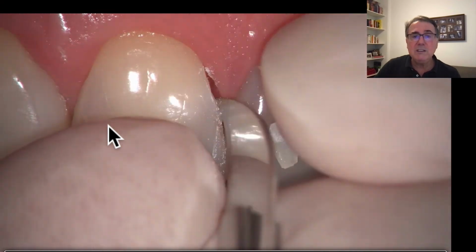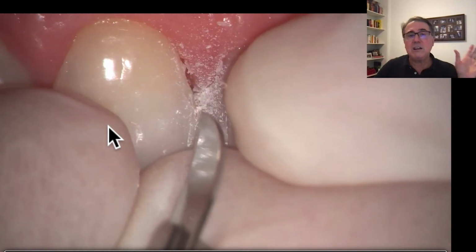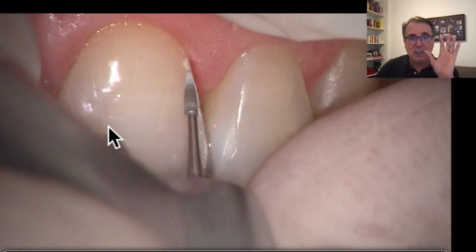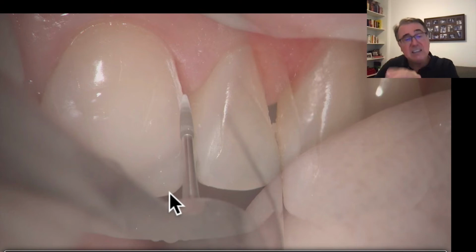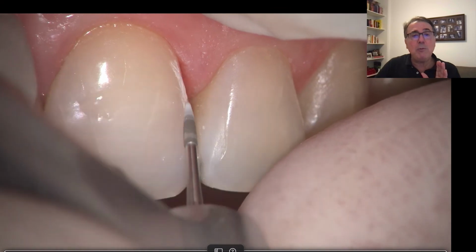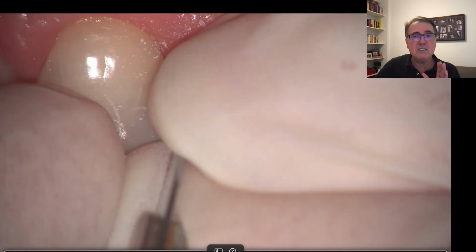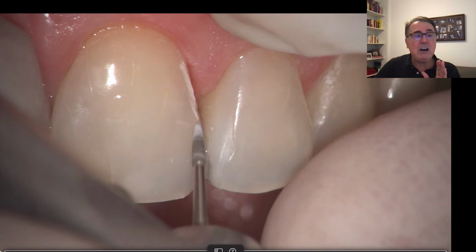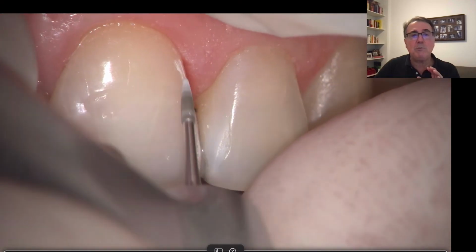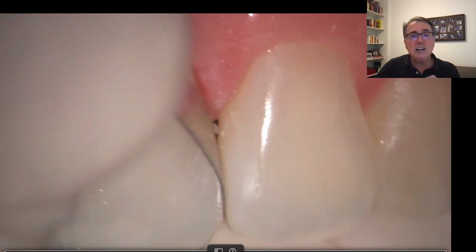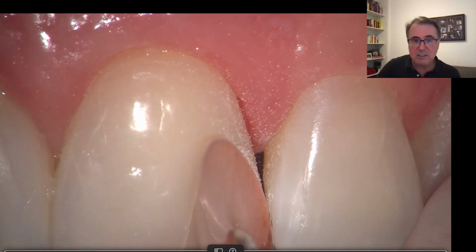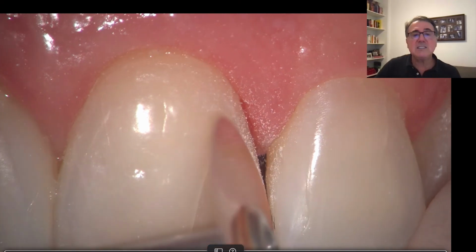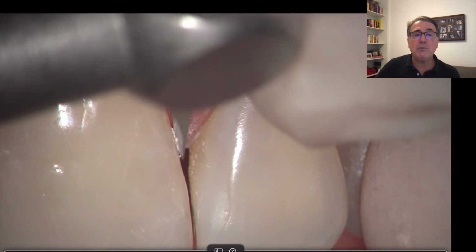So I'm removing all the composite, using everything I can to remove the composite inside that place without harming the gingiva. I used scalpel blade number 12 first. And now I'm using a fine diamond point, and I'm also using some diamond strips, some discs, and also a Profin.